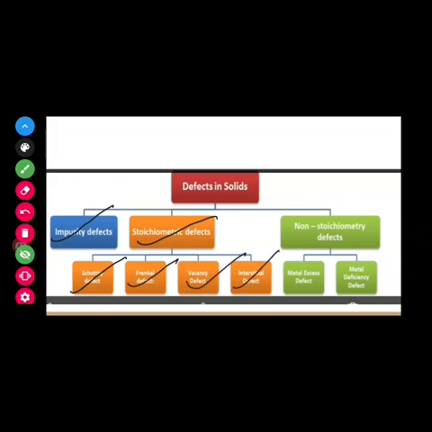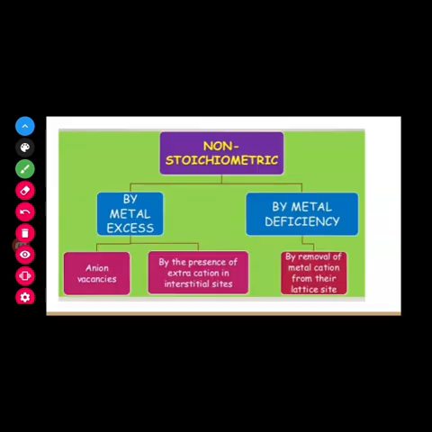Now, non-stoichiometric defect. This is the third type of defect. In this type of defect, it will disturb the stoichiometry of the given crystal. That is, the number of positive and negative ions may not be in the same ratio. So it disturbs the stoichiometry of the given crystal.